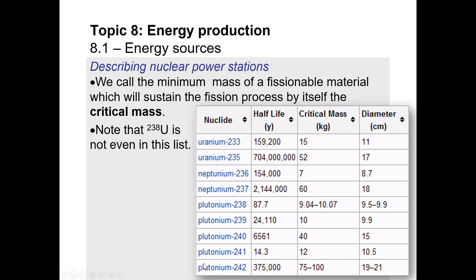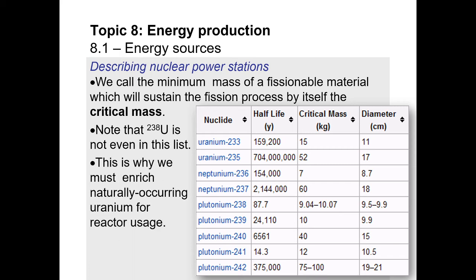Something else to notice in this list is that there is no uranium-238. And this is something that I mentioned earlier. And this is why we have to get a higher density of uranium-235 than what we start with. Uranium-238 will not undergo a fission reaction. If you bombard a uranium-238 atom with a neutron, it will just become uranium-239 and it will stay like that. Okay, this is why we enrich uranium.